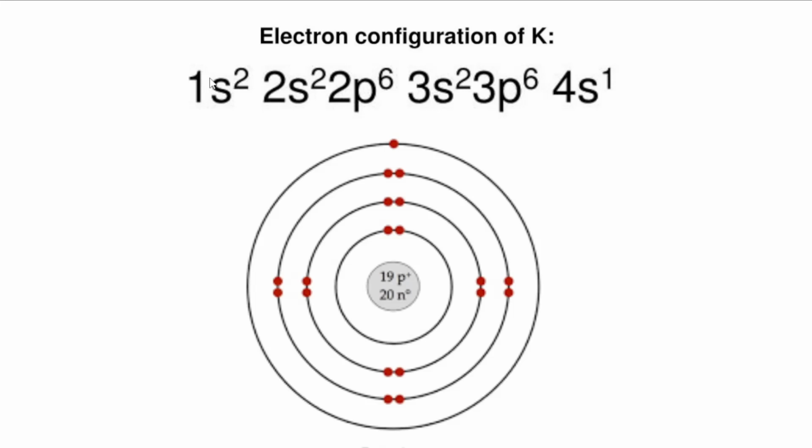So the 1s orbital has 2 electrons. The 2s orbital has 2 electrons. The 2p has a total of 6. The 3s has a total of 2. The 3p has a total of 6. The 4s has a total of 1.